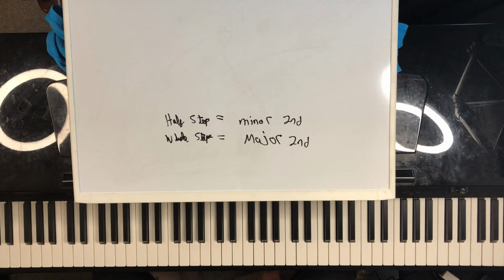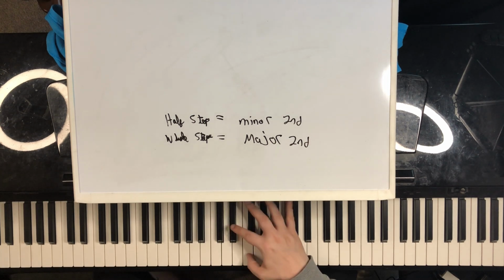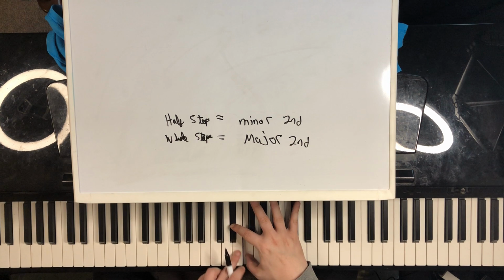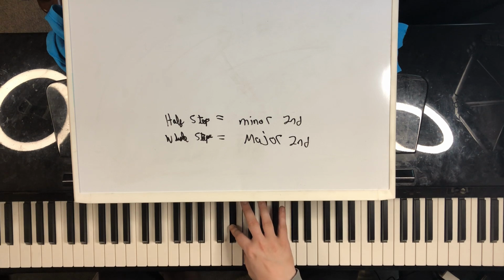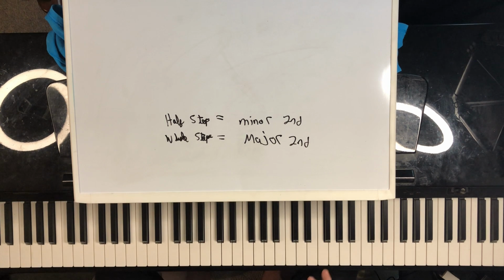Let me show you a couple whole steps, aka major seconds. We're gonna skip a note. So here I skipped F sharp. Here I skip D sharp. Here, I skip E. Played a note, skip a note, now I have one in between. That's a major second. So why am I talking about all this stuff? Because it turns out our major scales are built on a series of these.